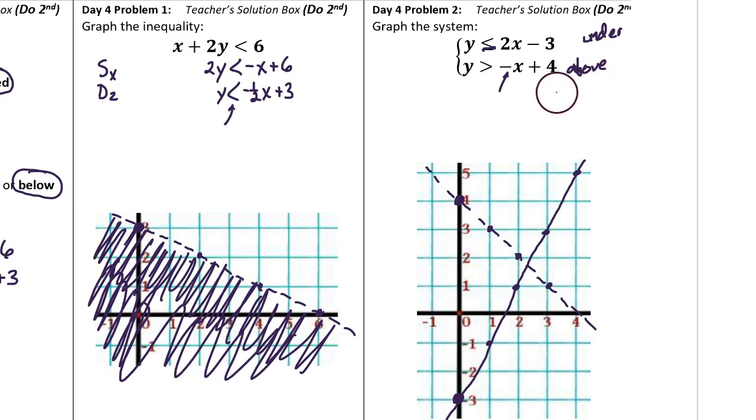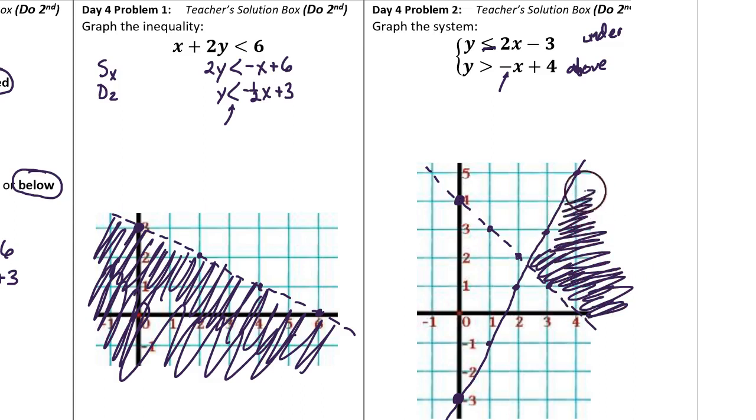Let's think about these two ideas together. We want to be under the solid boundary, but above the dashed boundary. Where is that space? Under the solid, but above the dashed. That's in here. Notice I'm staying above the dashed line, but I'm staying under the solid line.